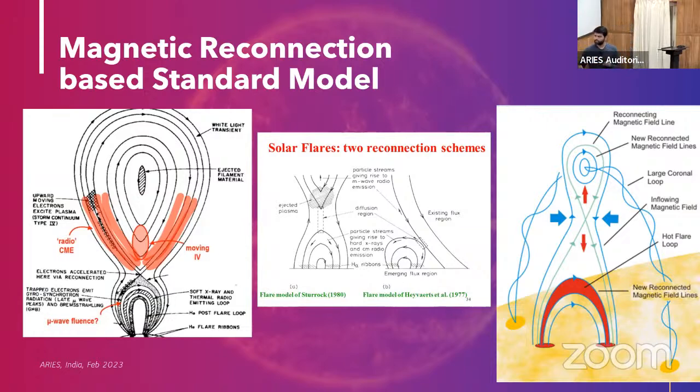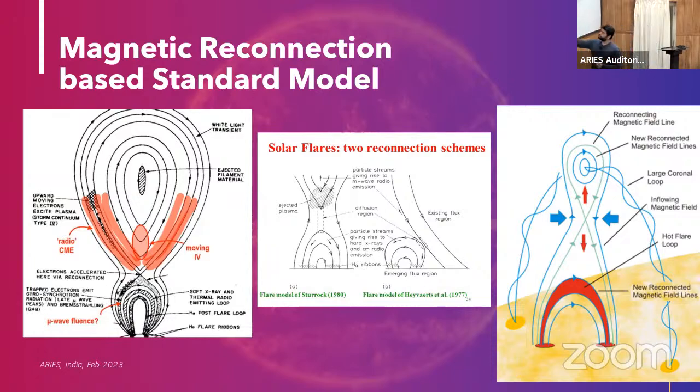So these are called the standard models. In the standard model, you have a plasmoid which goes out, and the charged particles also travel around these loops, and they hit the chromosphere. And when they hit the chromosphere, they produce signatures of hard X-ray. So the hard X-ray comes from the foot points where the charged particles meet the dense chromosphere.